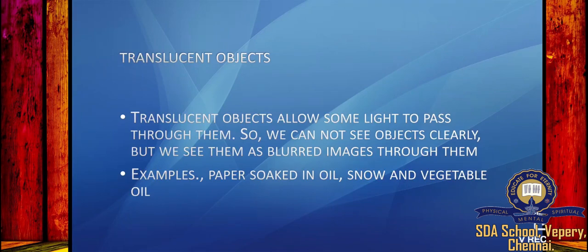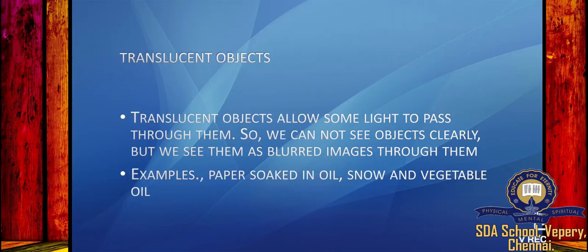Not so much light, it will allow some light to pass through them and we are not able to see the objects clearly. Only a partial amount of the objects is visible, not the full objects. We cannot see the objects clearly, but we see them as blurred images.